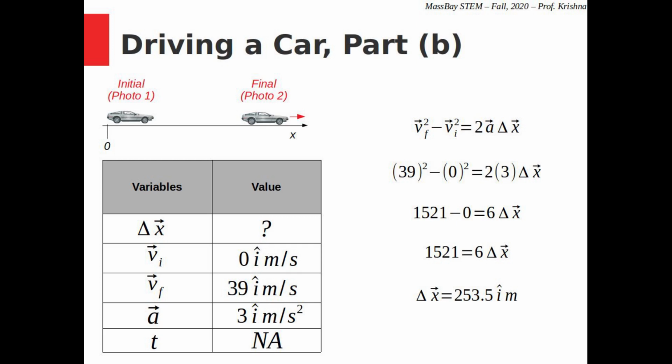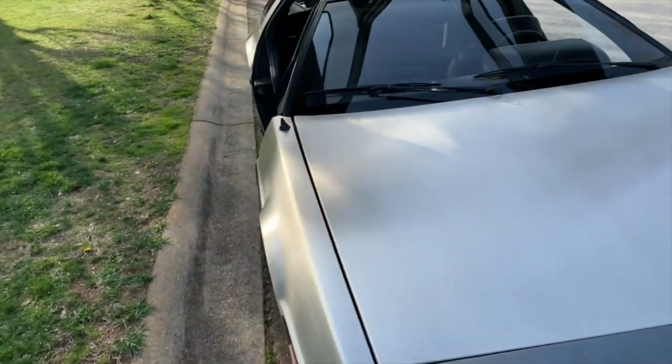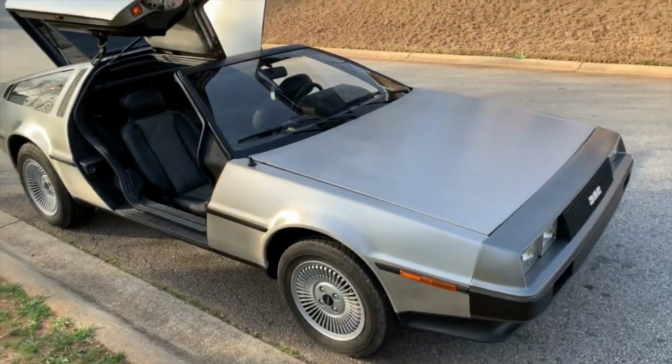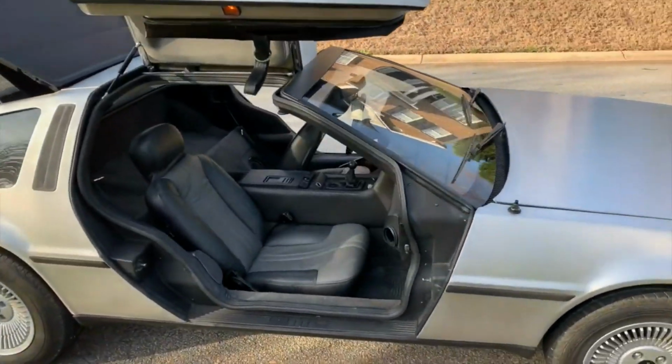We have now solved 2 kinematics puzzles. I should perhaps point out that 39 meters per second is 88 miles an hour, and the car we've been following is indeed a DeLorean.